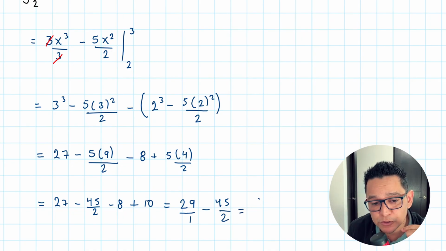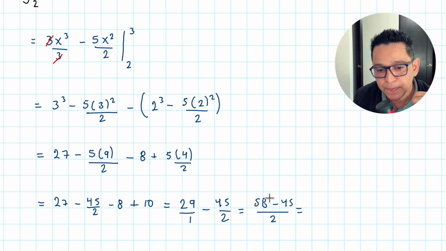29 times 2 is 58. Minus 45 times 1 is 45, over 1 times 2, which is 2. First, 58 minus 45 is 13, over the 2. So 13 divided by 2 is 6.5.